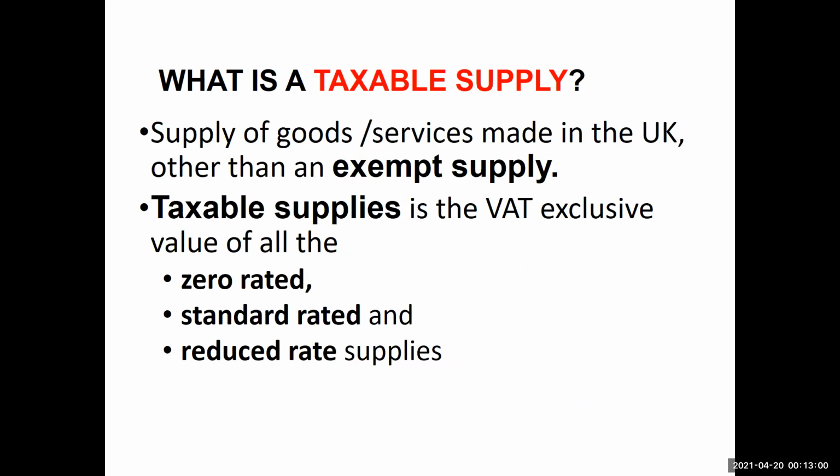Now, what is a taxable supply? We're dealing with simply any goods or services which are made in the UK, except exempt supplies. Taxable supplies are normally the VAT exclusive value of three different items: zero rated supplies, standard rated supplies, and reduced rated supplies. So we know what a taxable supply is: any goods or service that we render or provide in the UK, except those which are exempt.